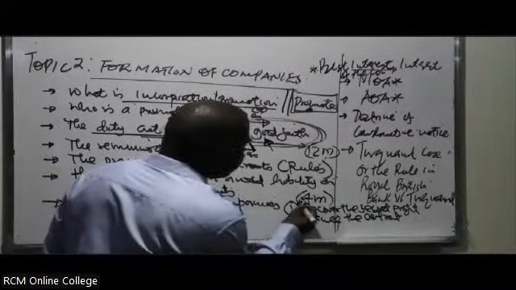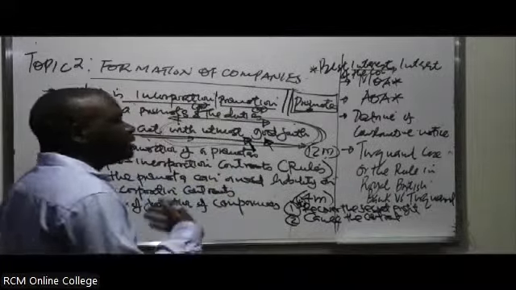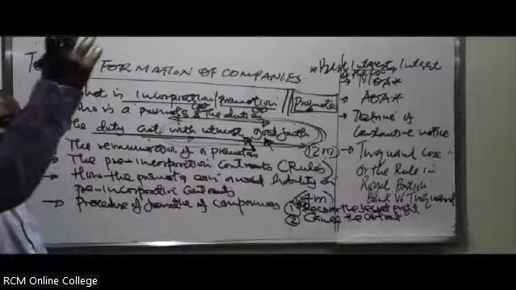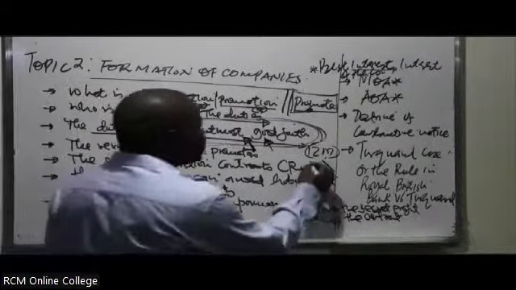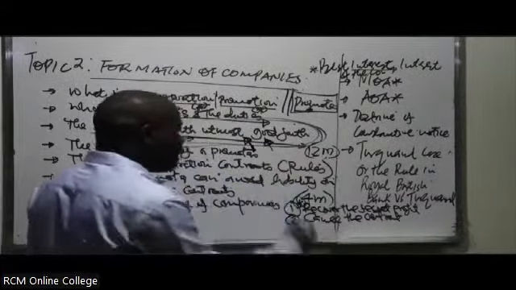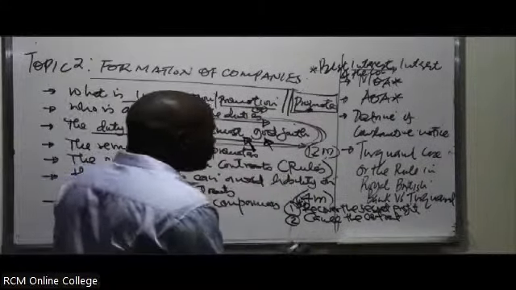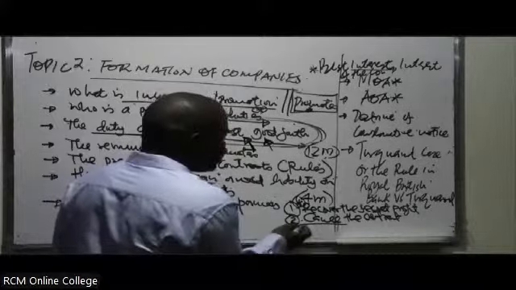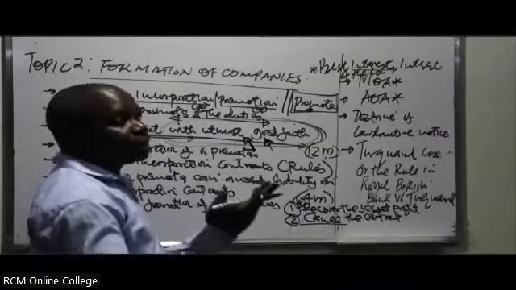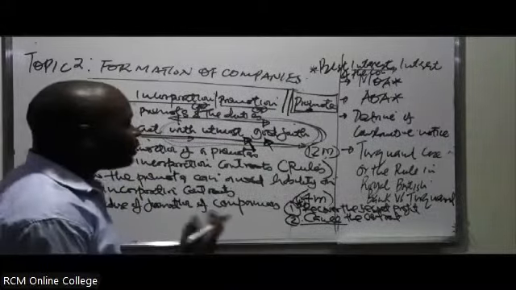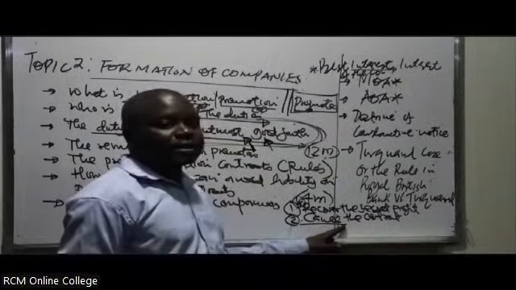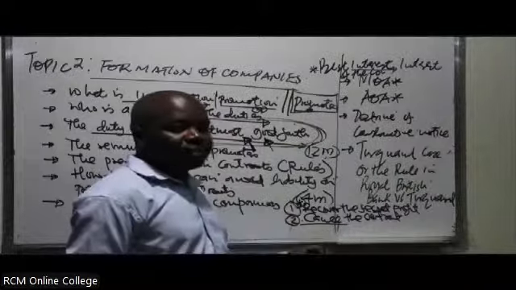So if that has happened, then they can recover the secret profits. Already a third party has acquired the rights over the property. If it has been sold to another party, they can just recover the secret profits. But if the property is still within the premises of the company, they can cancel that contract, return back the asset, and recover the purchase price. So cancel the contract of sale of the asset to the company and recover the purchase price.